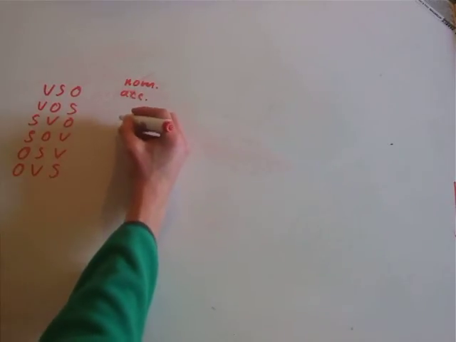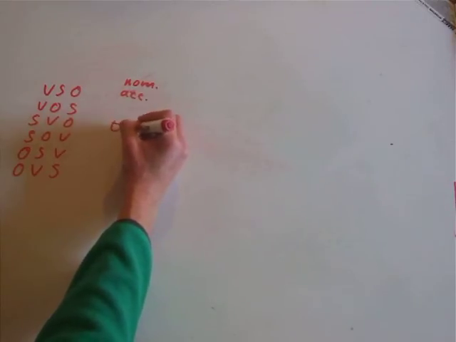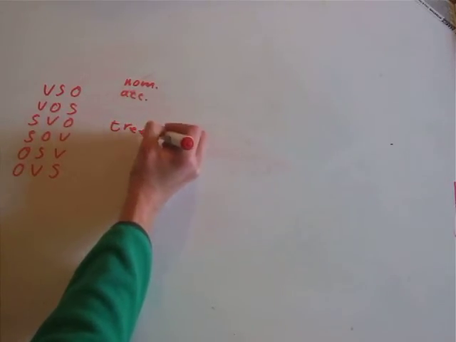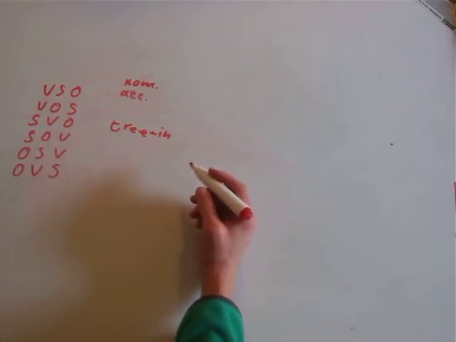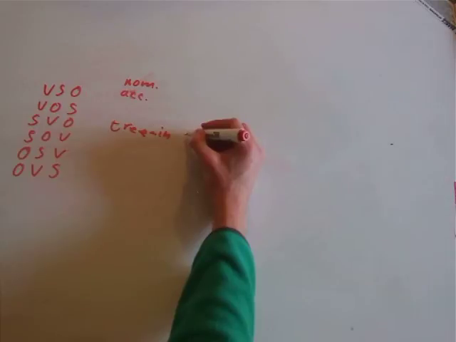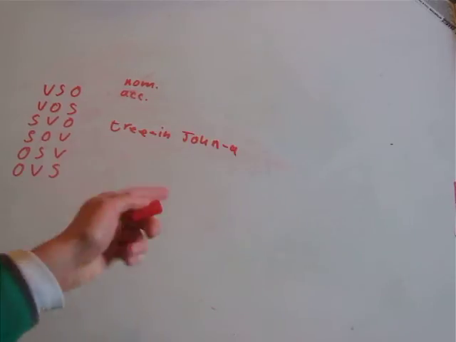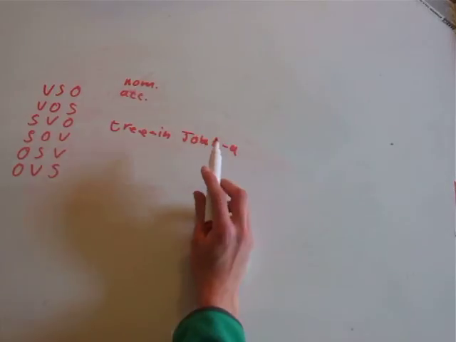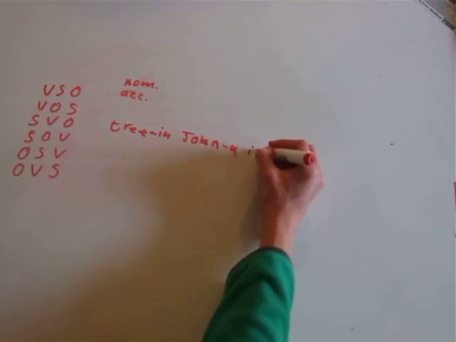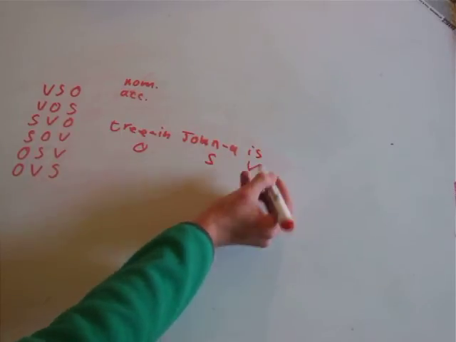That looks interesting. We know that it starts with an object, so tree in. That's the accusative. It's a tree in the accusative form. John. So John. Well, it looks like June. So now we know this is nominative. That's the subject, and is the verb. Object, subject, verb.